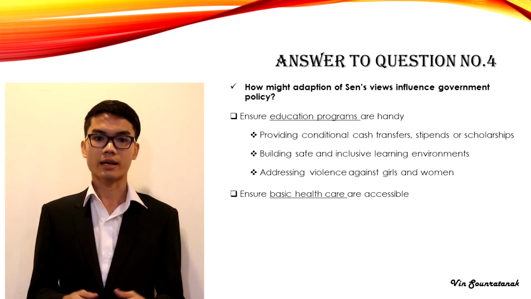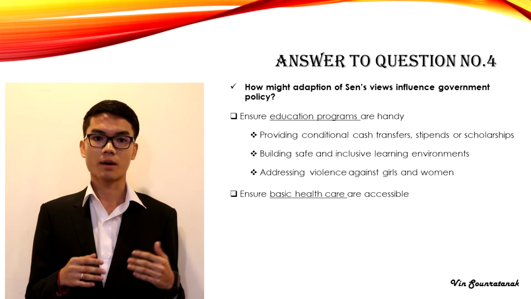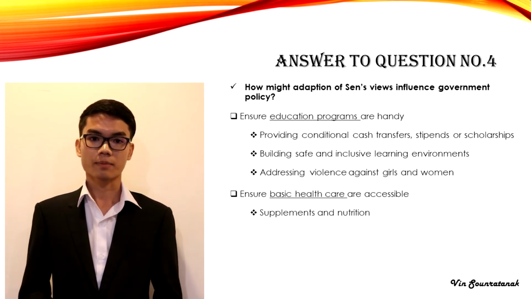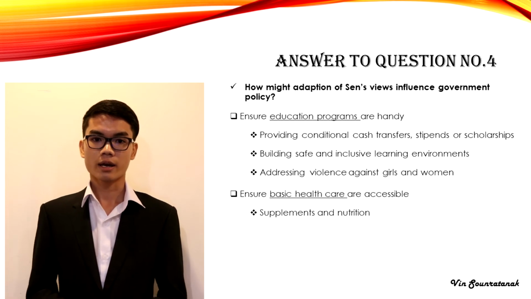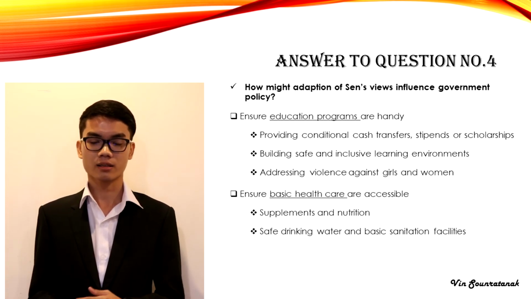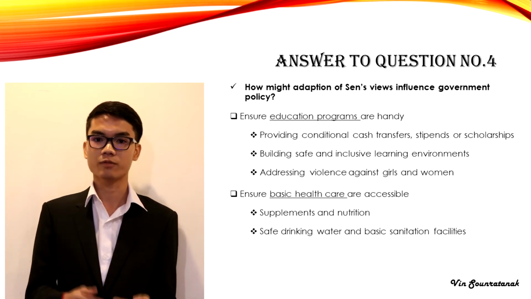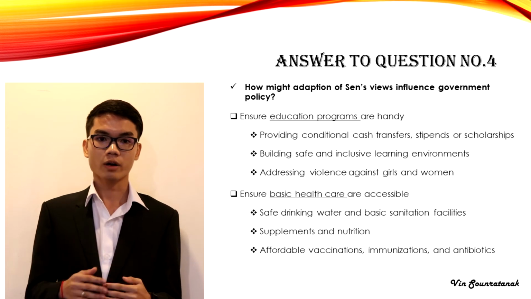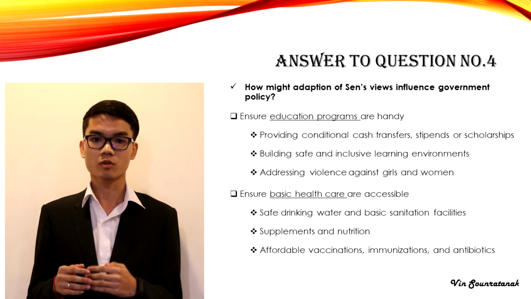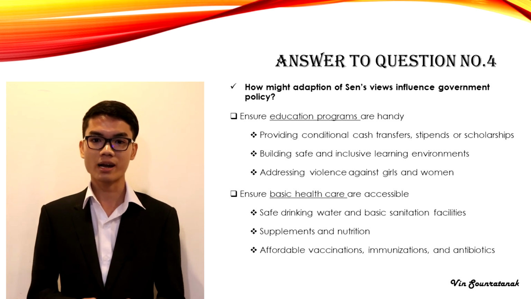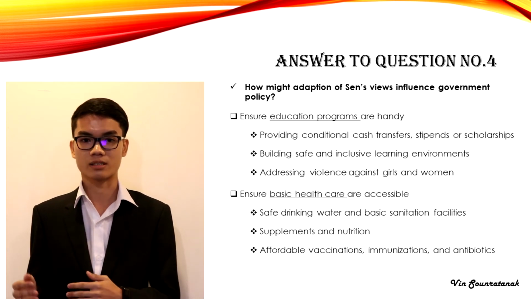The second point is to ensure the most basic healthcare is accessible. The first is supplements and nutrition, followed by safe drinking water and basic sanitation facilities to help children avoid diarrhea. The third point is affordable vaccinations, immunizations, and antibiotics to prevent or treat childhood diseases.